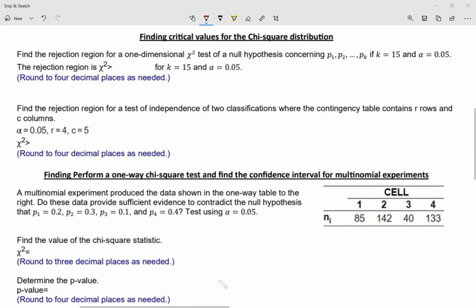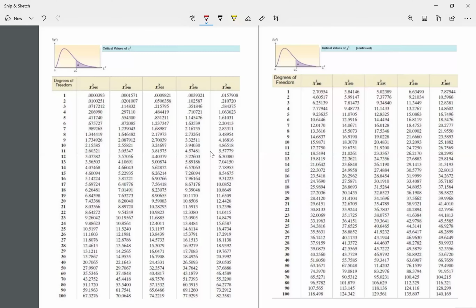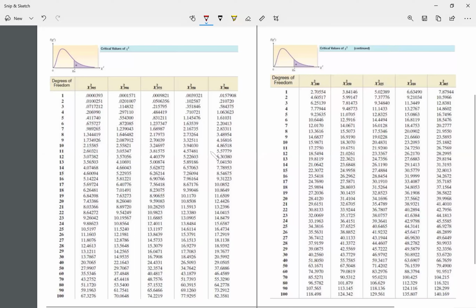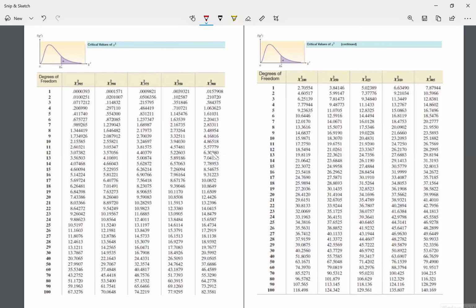Now, on your PDFs, besides the notes, I also gave you this table here. I gave it to you in both pages. Here I'm displaying both pages at once. So yours, you see one page, and then the second page, here I'm displaying both. But I want us to know how to use the critical values table for chi-square.